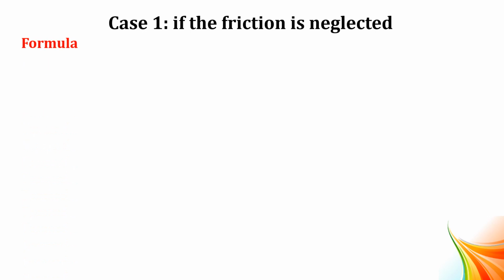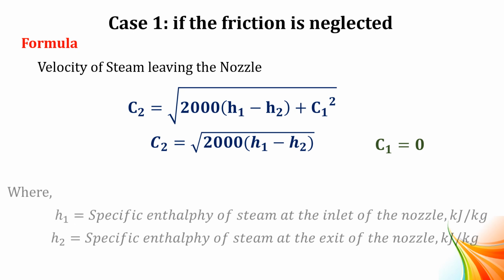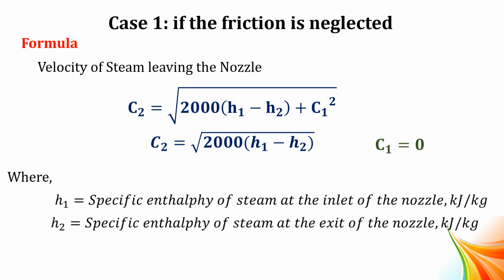First we will deal with friction neglected. As we know, the formula for exit velocity, C2 equals square root of 2000 into the enthalpy difference, that is the heat drop, plus C1 square. If the initial velocity is 0, we can take C1 equal to 0. So the formula becomes square root of 2000 into heat drop.